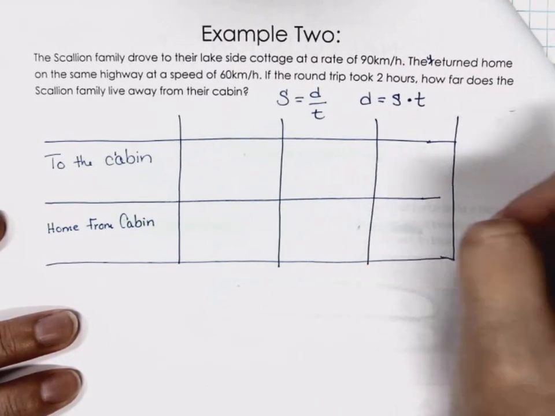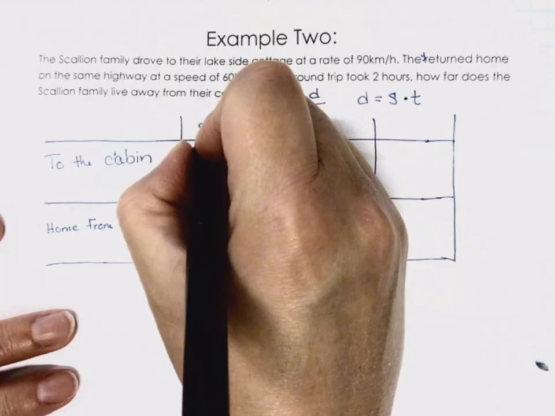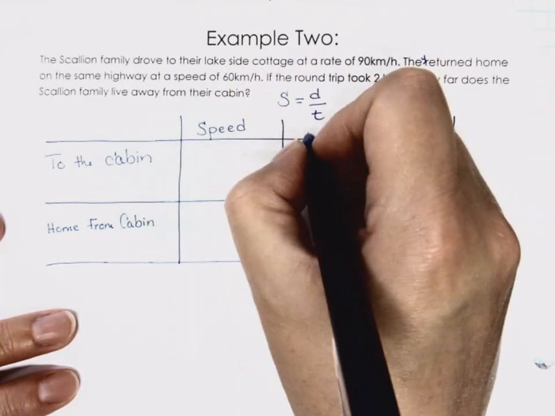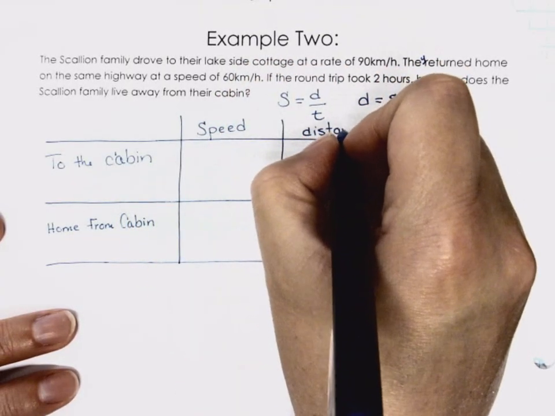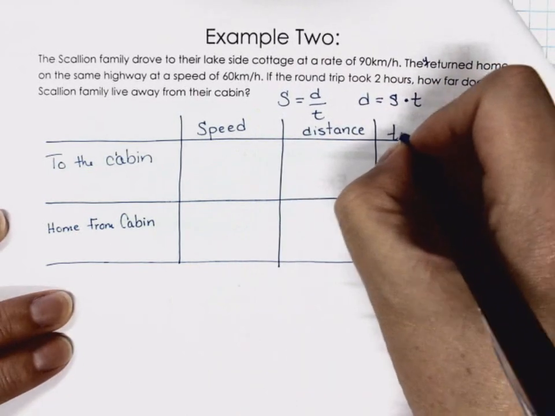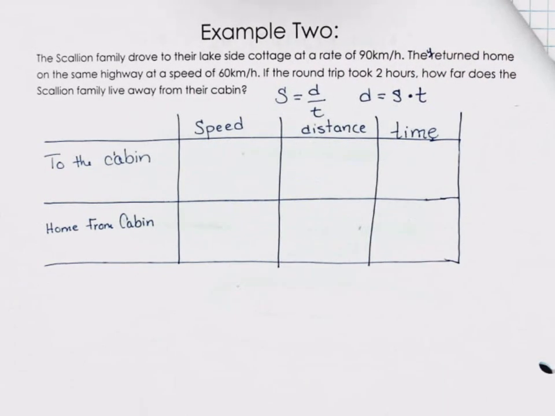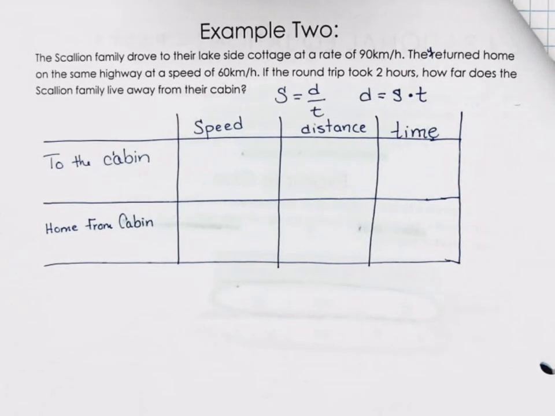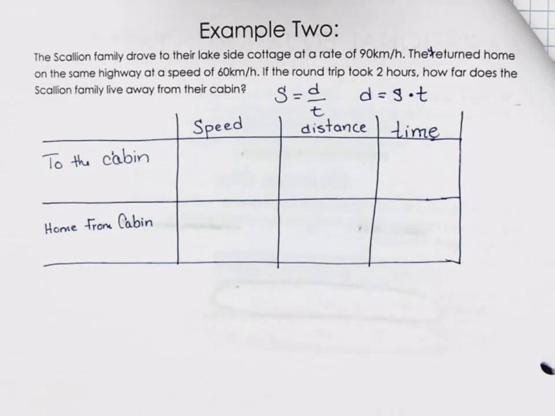My table's looking a little wonky, but you get the idea. What is my distance measured in? Kilometers. What's my time measured in? Hours. Okay, because it doesn't explicitly state it, but it tells me that I'm traveling at a speed of kilometers per hour. Sometimes you'll do things in meters per second, but look at the cues in the question. Okay, what do we know about the distance to my cottage?